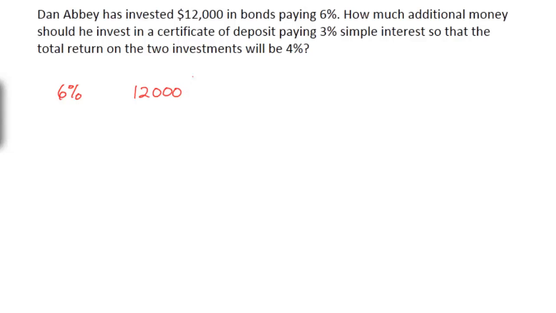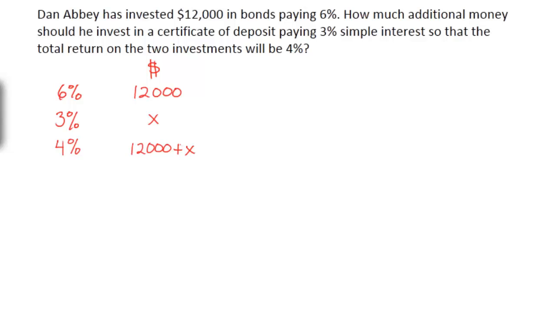They're asking how much additional money should he invest in a certificate of deposit paying 3% simple interest. So at 3%, they're saying how much money should he invest so that together the total will result in a 4% interest earning. So we've got $12,000 here, x dollars here, so that would mean we'd have $12,000 plus x in the 4% account.